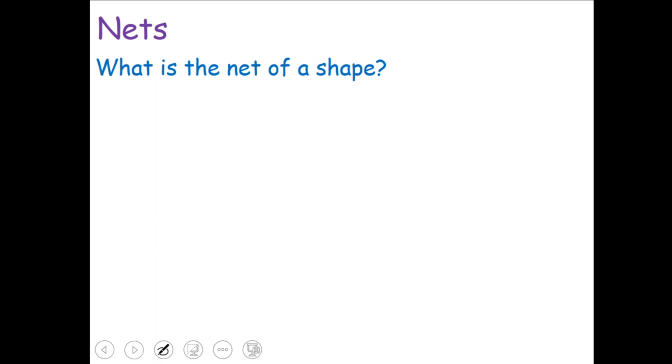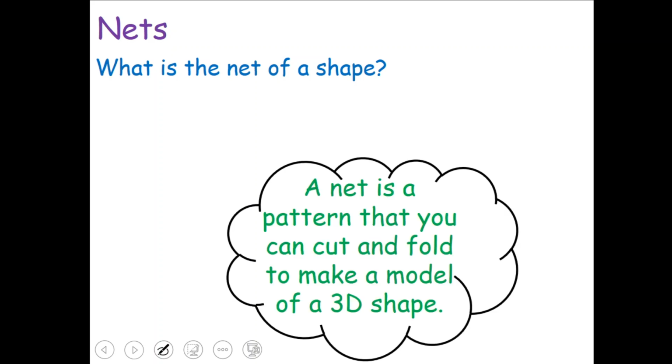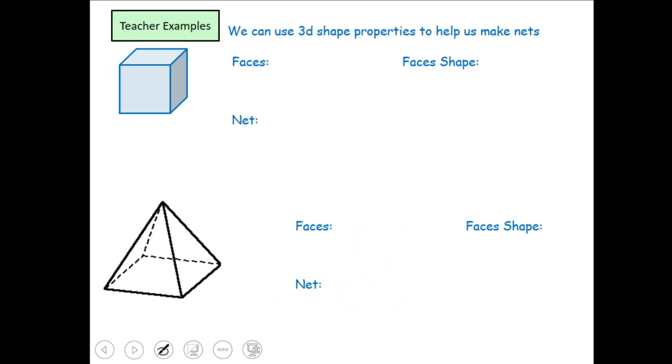Okay, what is the net of a shape? A net is a pattern that you can cut out and fold to make a model of a 3D shape. So for example, we can use 3D shape properties to help us make nets. From the previous lesson, we learned about faces, edges and vertices.